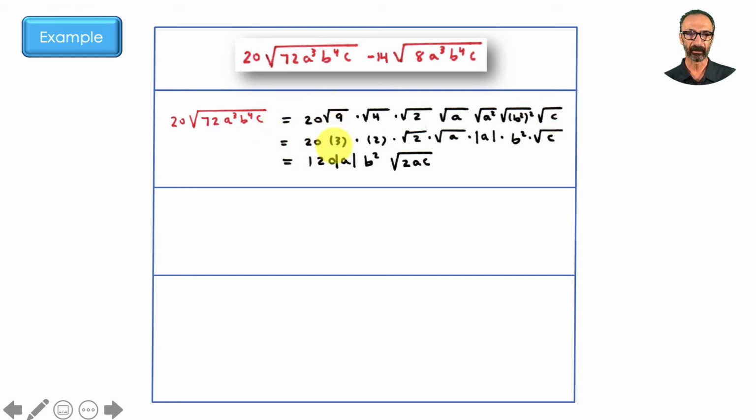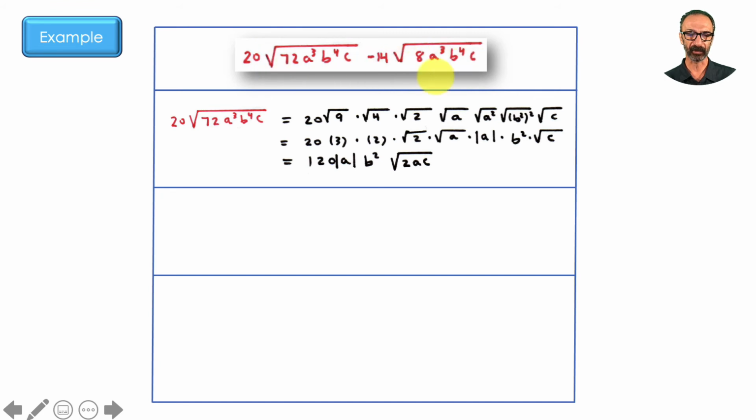That's a 3. That's a 2. That stays, that stays, that stays. So what stays inside square roots are the 2 and the a and the c. Square root of 2ac. That is a b square. That is an absolute value of a. And 20 times 3, 60 times 2, 120. We're done with this part.